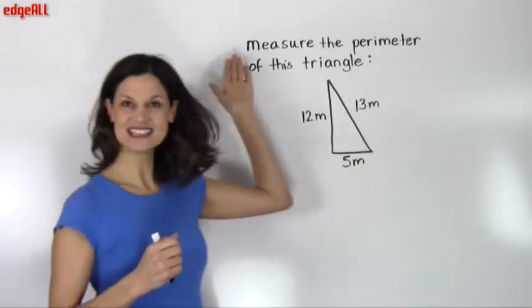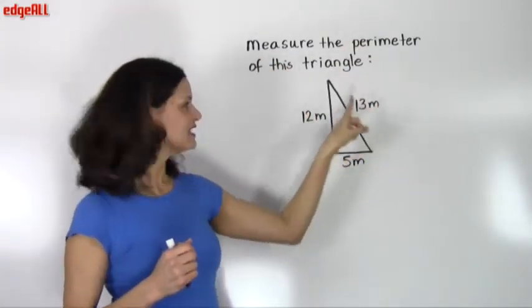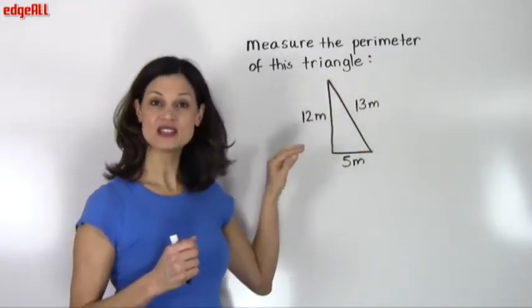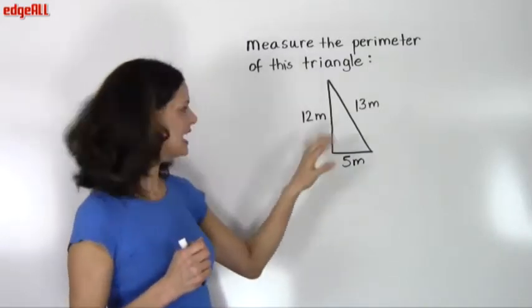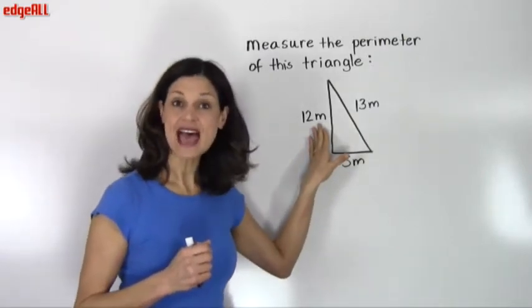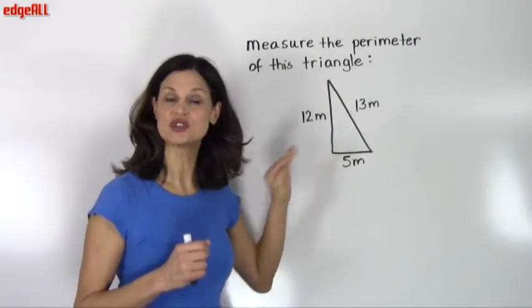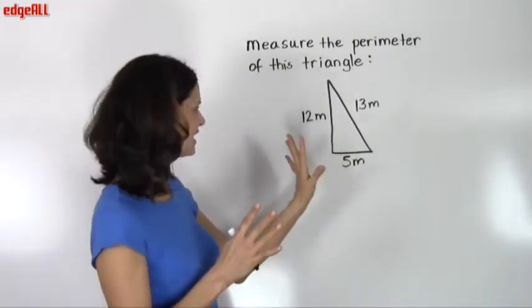So our directions tell us to measure the perimeter of this triangle. We have our three sides of the triangle, and you'll see that there's a number with a unit next to each side. When I see this 12 and the M here, that tells me that this side of the triangle measures 12 meters.